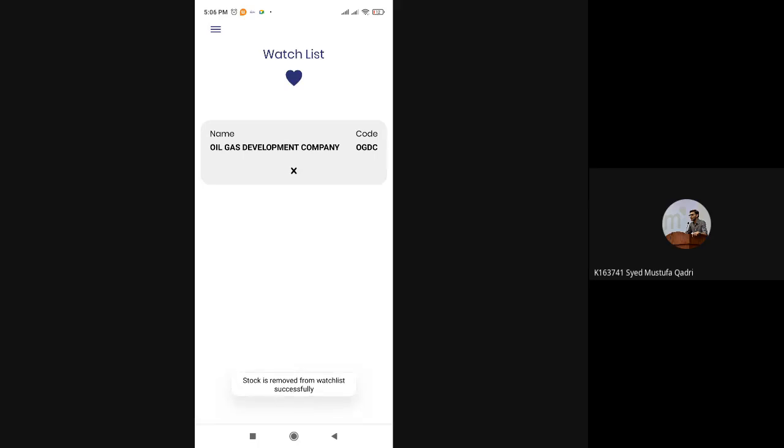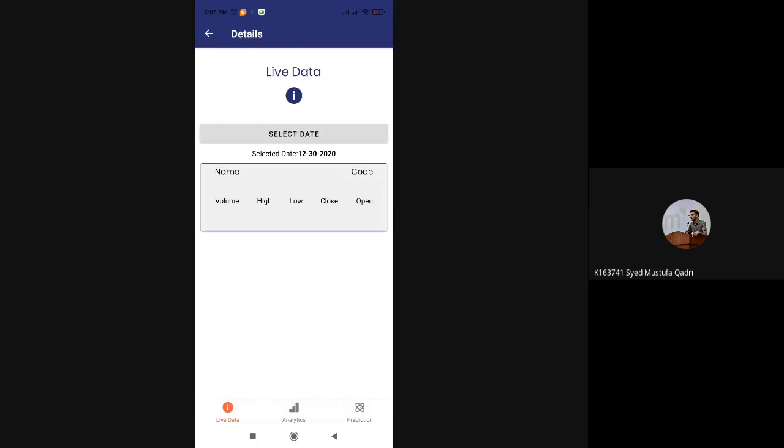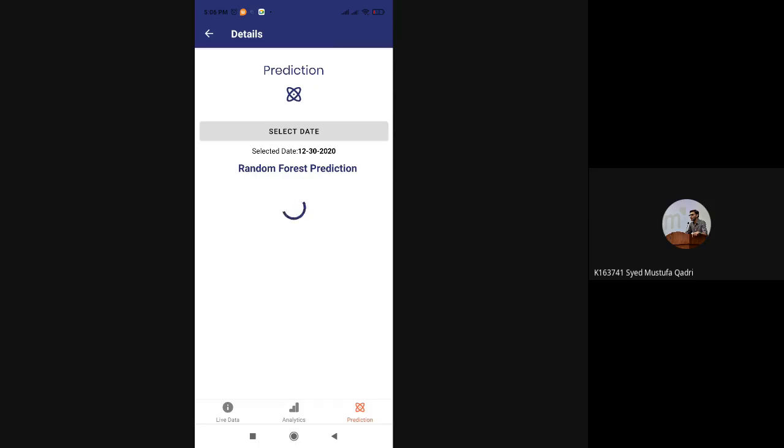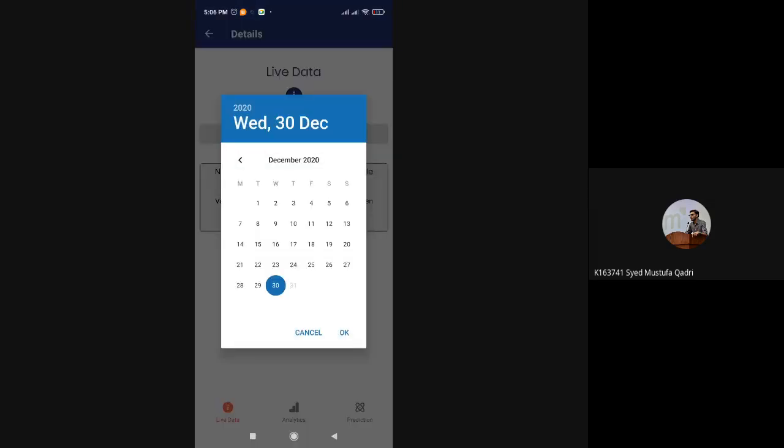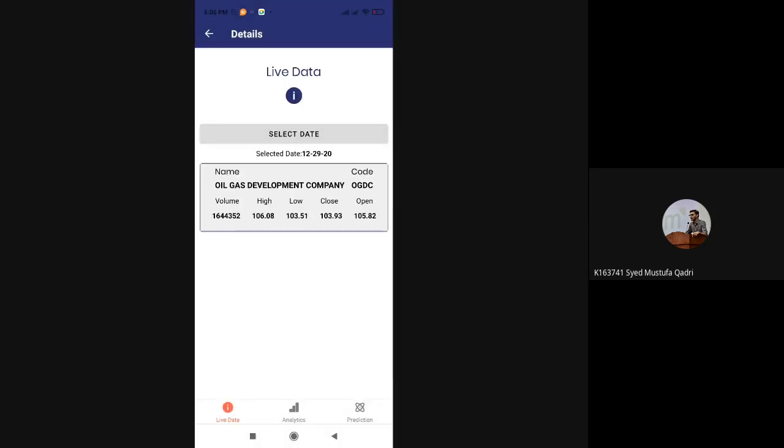Tapping further, we can have live data, tech analytics, and prediction. Again, this is the same thing: our algorithm is running at 5 p.m. of yesterday, so we have to move back one day, to yesterday's date, which is 29. Then we can see that all the relevant factors are fetched from the API and displayed on the screen: volume, high, low, close, open, code as well, and company name.